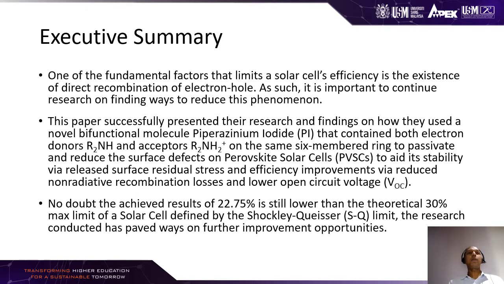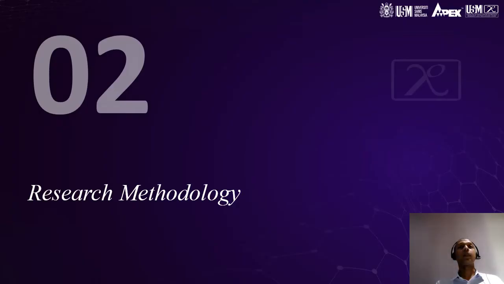Additionally, no doubt they achieved results of 22.75%, it is still lower than the theoretical 30% max limit of a solar cell defined by the Shockley-Queisser SQ limit. The research conducted has paved ways for further improvement opportunities.